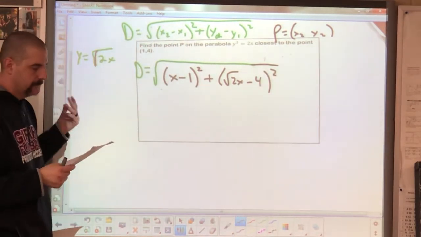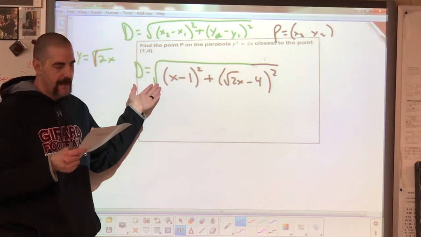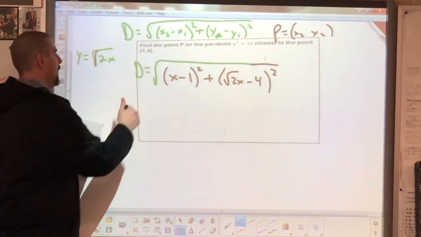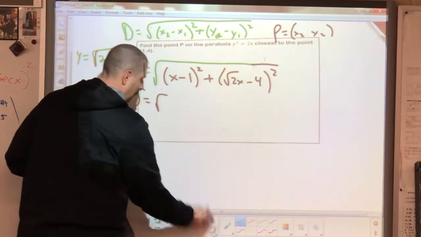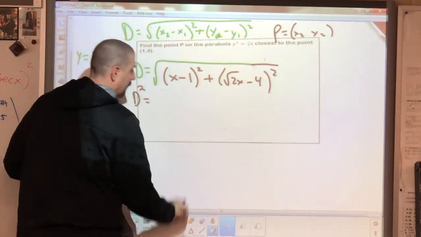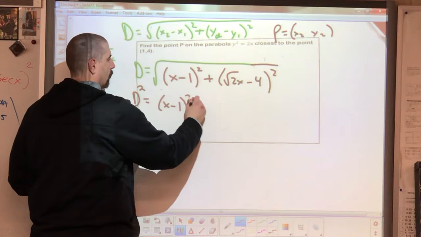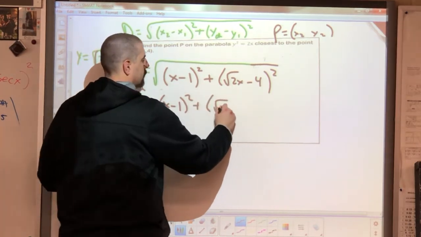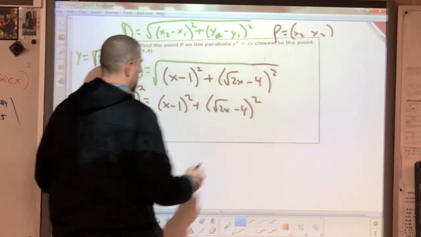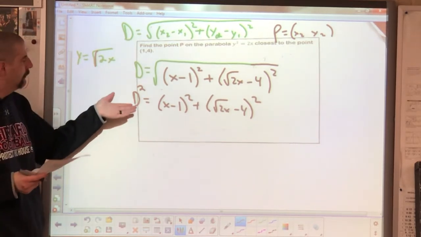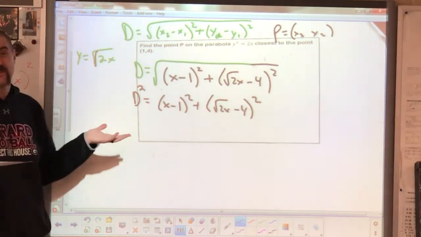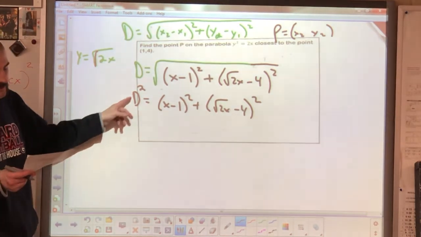So now, taking the square root of that, if I square both sides, you're going to get d squared equals (x minus 1) squared plus (square root of 2x minus 4) squared. Now, you're going to say, well, why did you square both sides? It's the only way to do this problem. And you're going to get d squared.